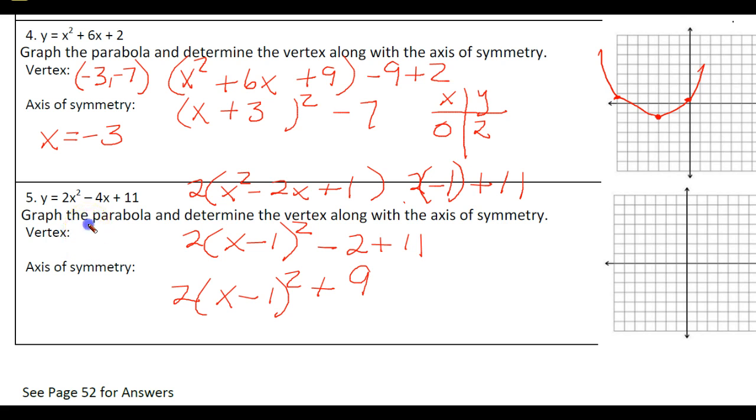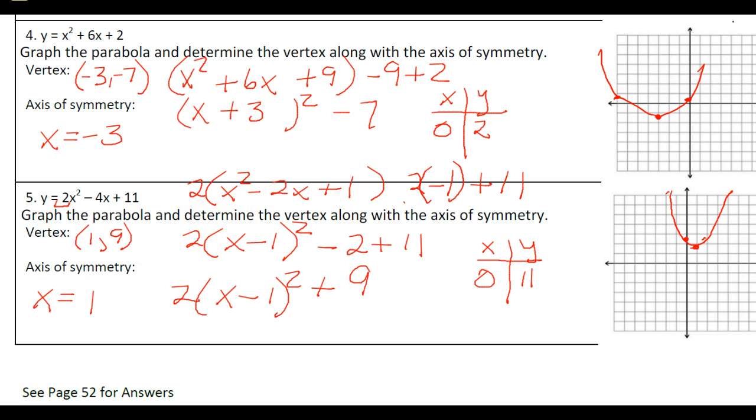So our vertex will be opposite sign, a positive 1, positive 9, axis of symmetry, x equals 1, and our a value is positive, so it's going to open up. A 1, 9 is about there, and if we want our y-intercept, if x is 0, this will be 11. So there's 9, 11 is about here, and about there, so our line goes like so.